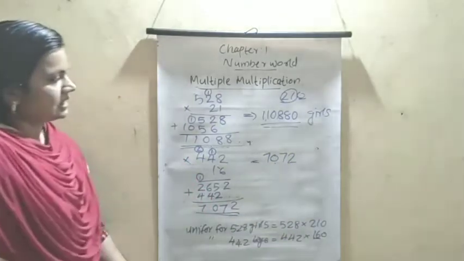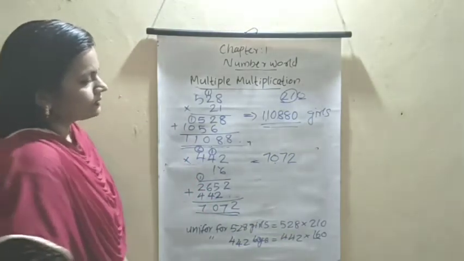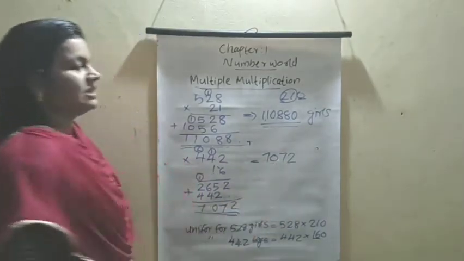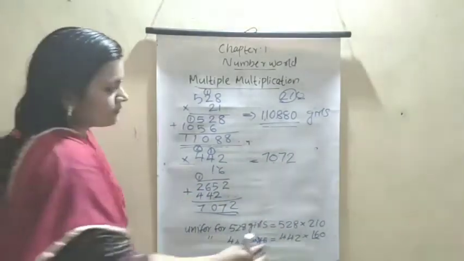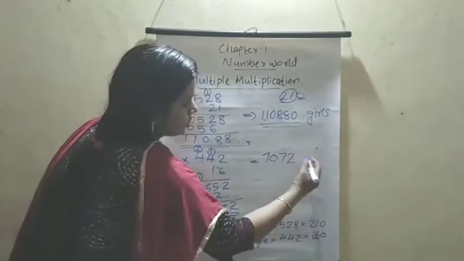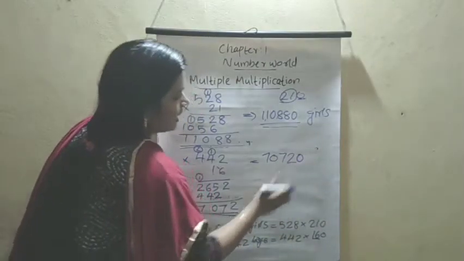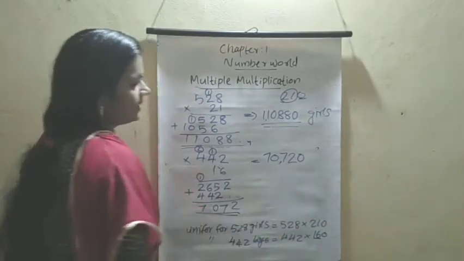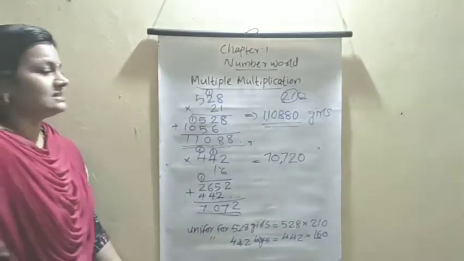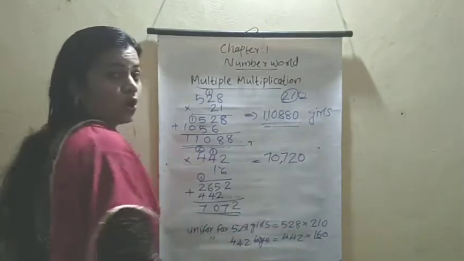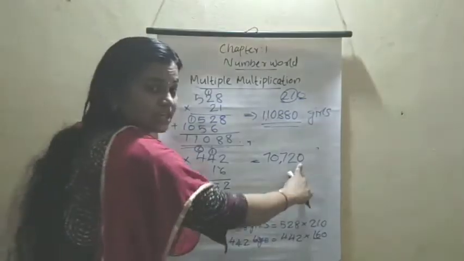7,072. So we have kept 1 zero here. So that 0 is put here. So we can read what? 70,720. All of you understood how to get 0 here.